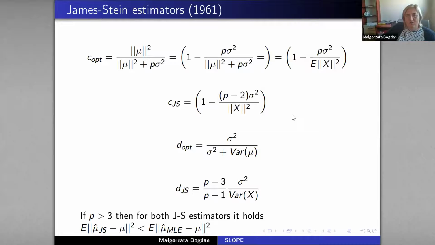It was, I think, in the 1960s. Up to this point, people believed that when you estimate mu in the multivariate normal, it's best to simply calculate the average, like in a one-dimensional case. And what James and Stein showed is that these two estimators are systematically better than MLE. So for whatever mu you have, they are better, which means that the maximum likelihood estimator is inadmissible. It just shouldn't be used.